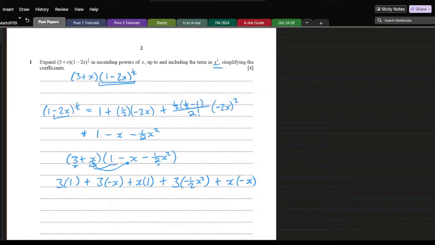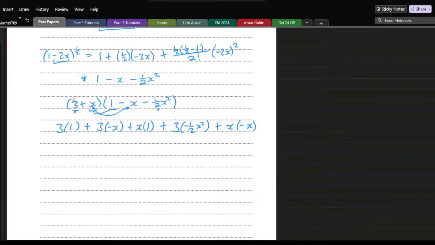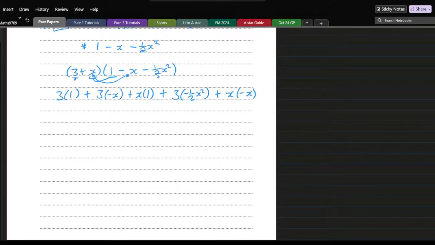We have been told that we want to expand up to the term in x squared, so that's where we'll stop. So now let's just simplify our coefficients. We've got 3, this here becomes minus 3x plus x, then we've got minus 3 over 2 x squared minus x squared, and simplifying like terms we get 3 minus 2x, that's minus 1.5 minus 1, so that's minus 5 over 2 x squared, and this here is our final answer for question number 1.